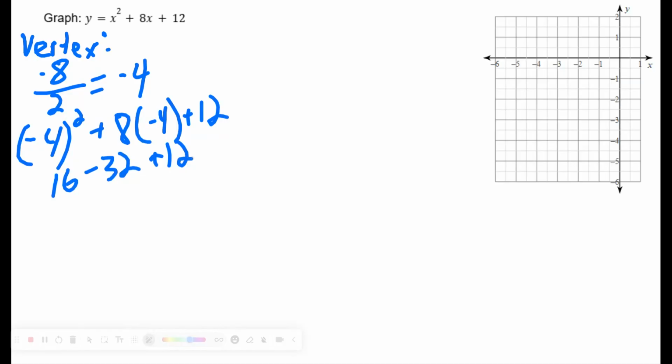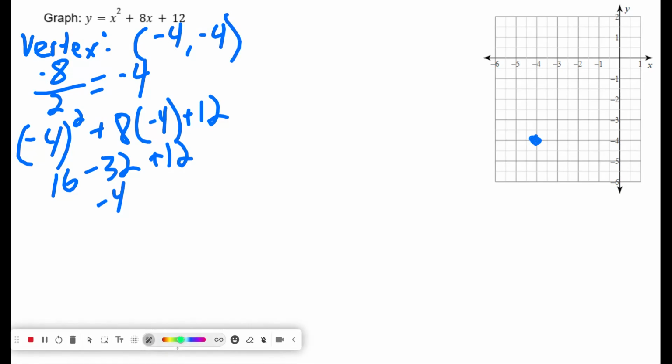8 times negative 4. Yeah, there we go. 16 minus 32 would be negative 16 plus 12 would be, what is that? Negative 4? So the vertex is negative 4, negative 4. Wish I could say I did that intentionally. That worked out nicely. All right, let's go to the next step, which would be the x-intercepts.